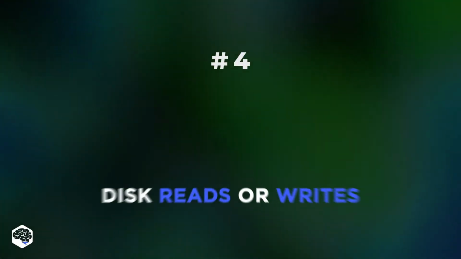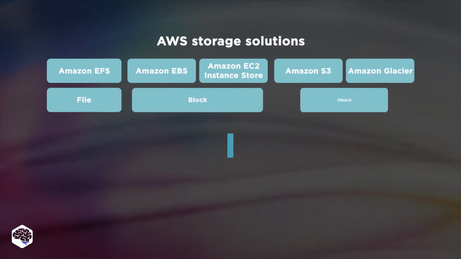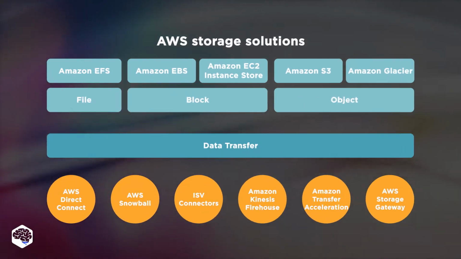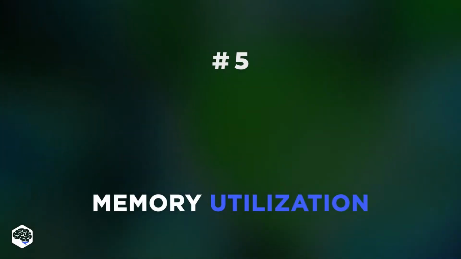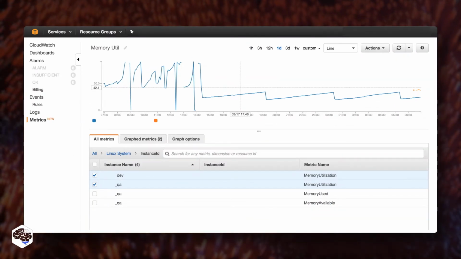The fourth metric is disk reads or writes. You can confirm the status of the operations on all employed EBS volumes. Amazon supports monitoring for both reading and writing operations. The fifth metric is memory utilization. You can track memory usage per instance, get updates on all collected metrics and logs.